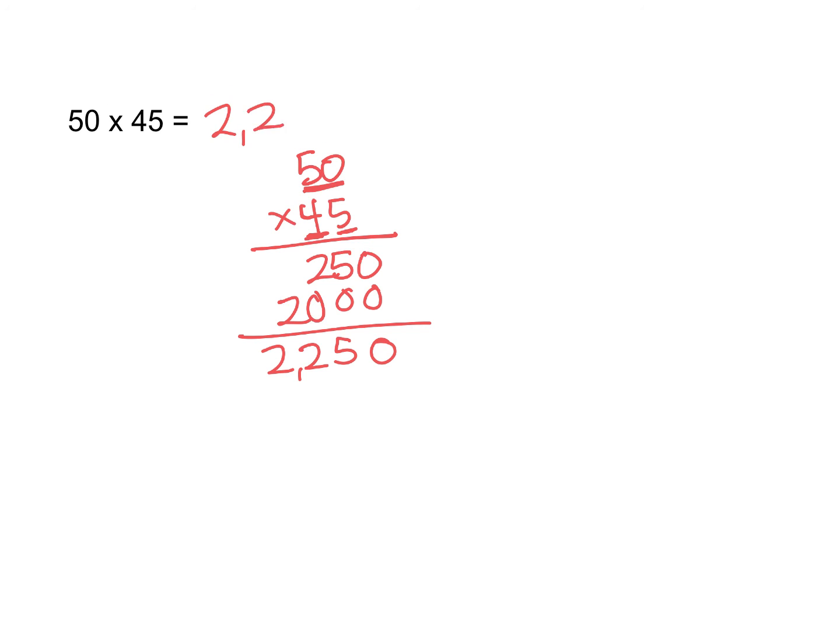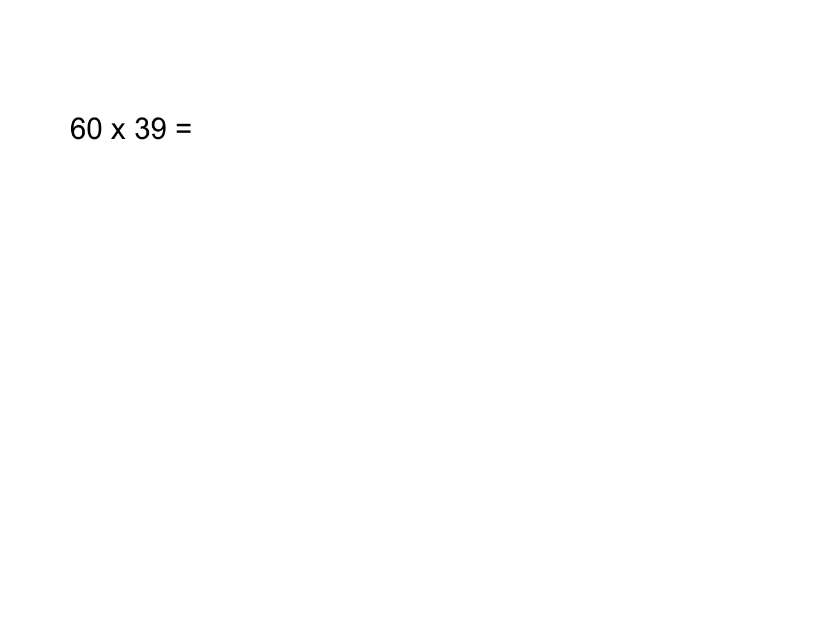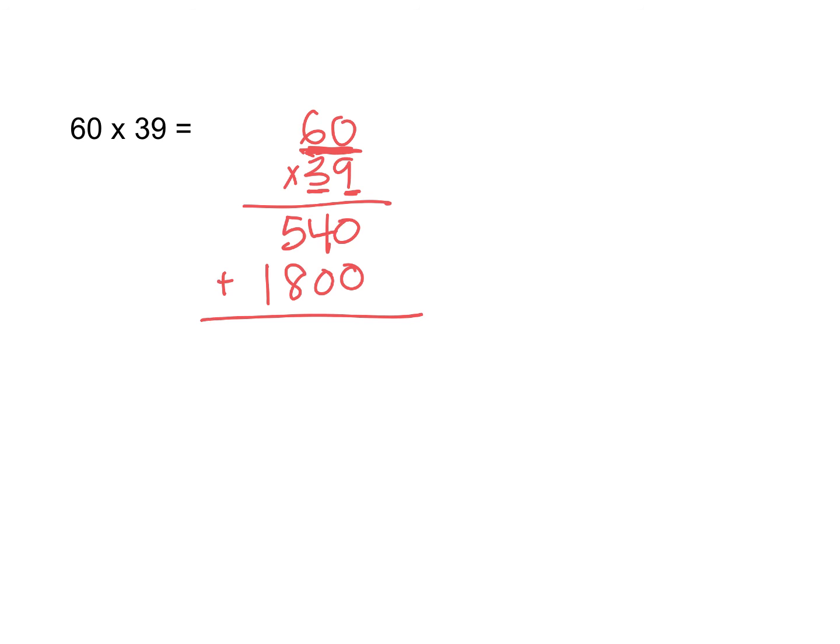All righty. I do feel like these numbers are the same numbers as yesterday, so we're just practicing them again. This last one, 6 tens times 39, or 60 times 39. 6 tens times 9 ones is 54 tens. And then we'll do 6 tens times 3 tens, which gives us 18 hundreds. We're going to add those two together for our answer. And our answer is 2,340. All right, that's it for our fluency today.